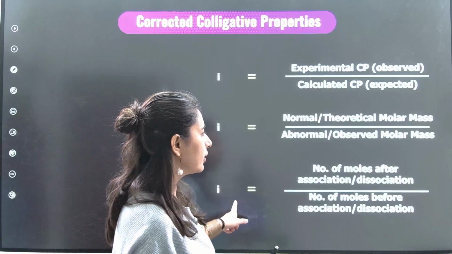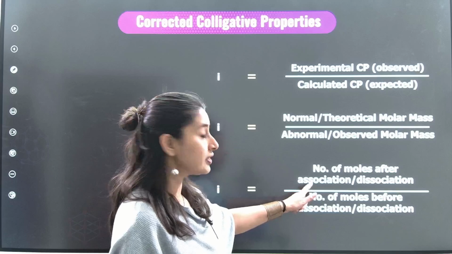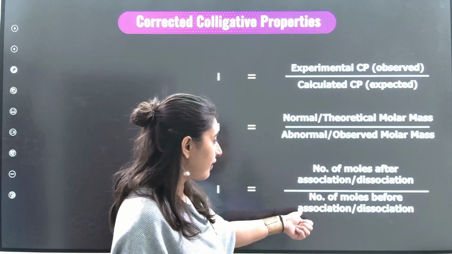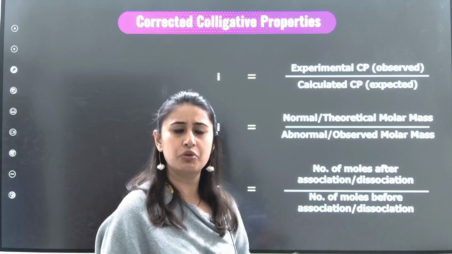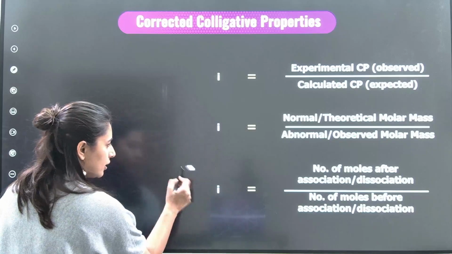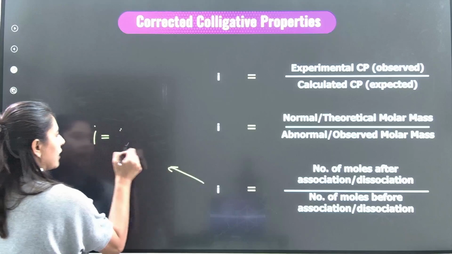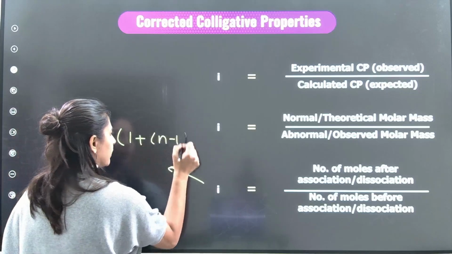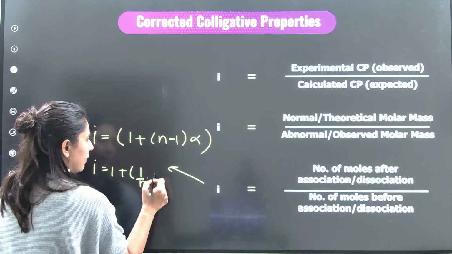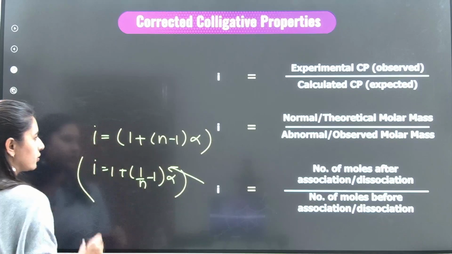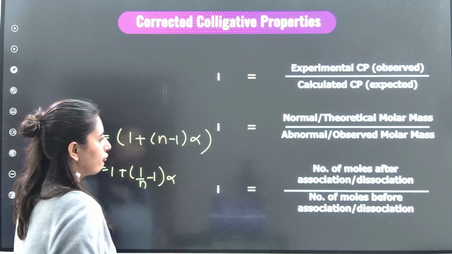This third formula that should stay with you for Van't Hoff factor is i is equal to number of moles after dissociation divided by number of moles before association or dissociation. So i is equal to 1 plus (n minus 1) alpha. The two kinds of questions that we have already practiced: i is equal to 1 plus (n minus 1) alpha, and the other one is i is equal to 1 plus (1/n minus 1) alpha in case of association. So these formulas should stay with you forever.